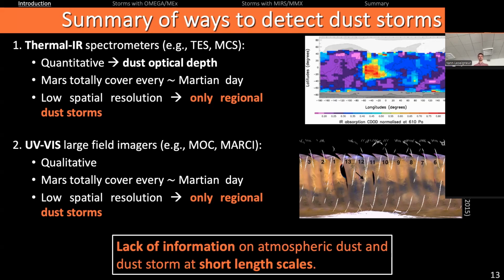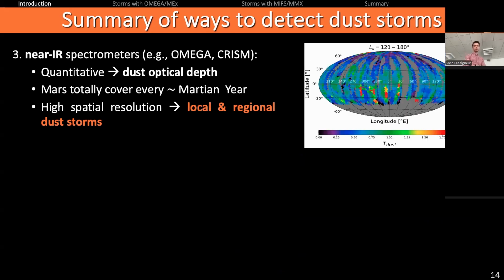So for the local dust storms. During my thesis, I really wanted to focus on different methods to detect and study the local dust storms. Two kinds of instruments can be useful to study them. The first one is the near-infrared imaging spectrometers, mostly built to study the composition of the surface with a very high spatial resolution, which will allow us to detect the local dust storms.